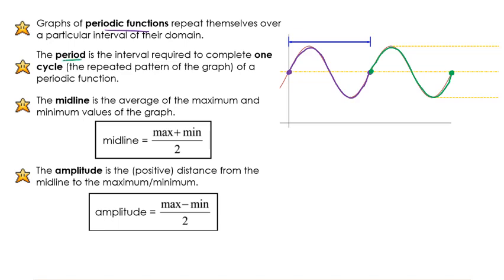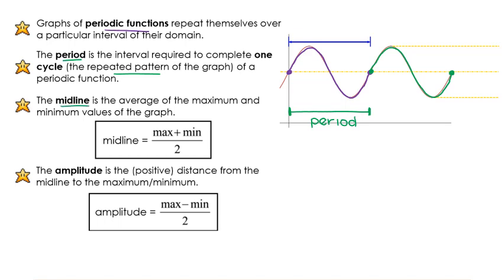The period is the interval required to complete one cycle, which is one repeated pattern of the graph. So our repeated pattern is this starting point up to this endpoint. So that's the shape that gets repeated over and over and over again. So the length from beginning to end is what we call the period.